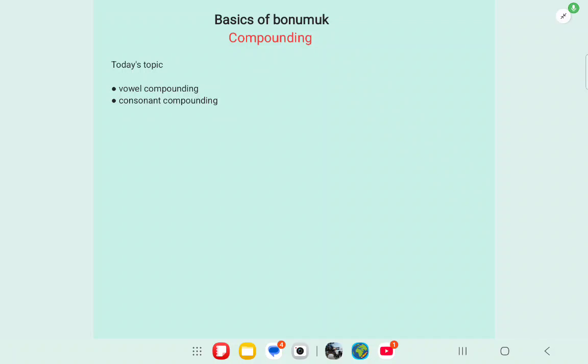My name is Devattam Bagchi, and today we are going to do the second part of compounding, and we are going to cover the topic vowel compounding and consonant compounding. We have done some part of vowel compounding, and today we are going to cover some part of consonant compounding and complete the vowel compounding. Okay, now let us start.